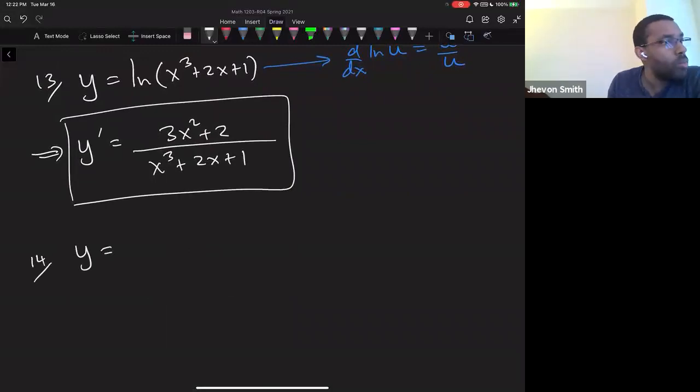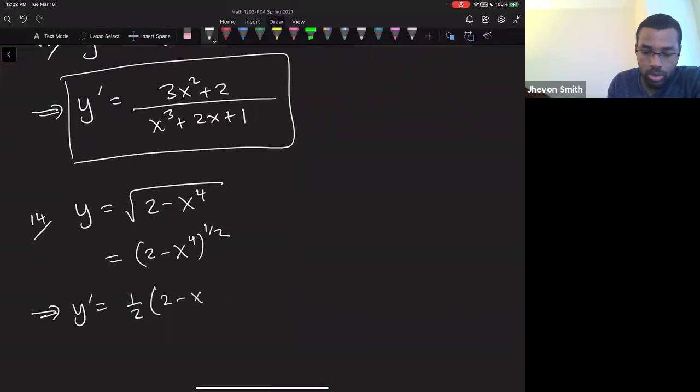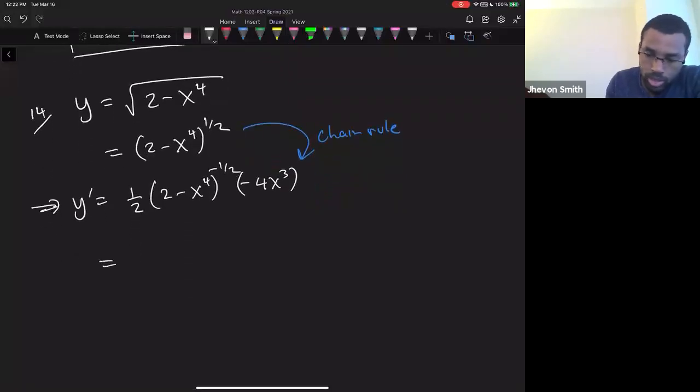Let's get through a couple more. Minus x to the fourth. What I would do is think of this as 2 minus x to the fourth to the 1/2, maybe. Then you could do the chain rule. And you could simplify this if you want: 2x cubed times 2 minus x to the fourth to the minus 1/2.